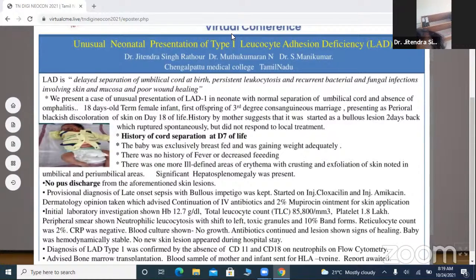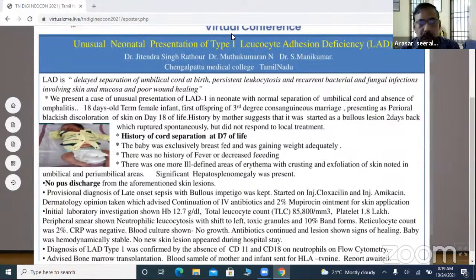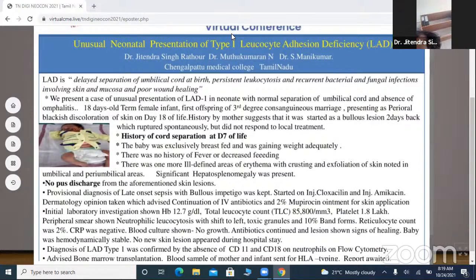The repeat count also showed TLC of more than 1 lakh. Platelet count was around 80,000, thrombocytopenia. Then we suspected leukocyte adhesion deficiency and neonatal leukemia. These two possibilities we kept, but we ruled out neonatal leukemia because there were no atypical cells on the peripheral smear. No blast cells were seen.